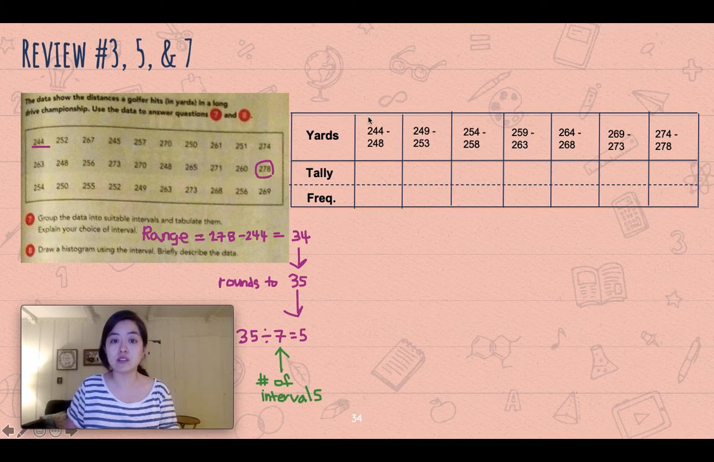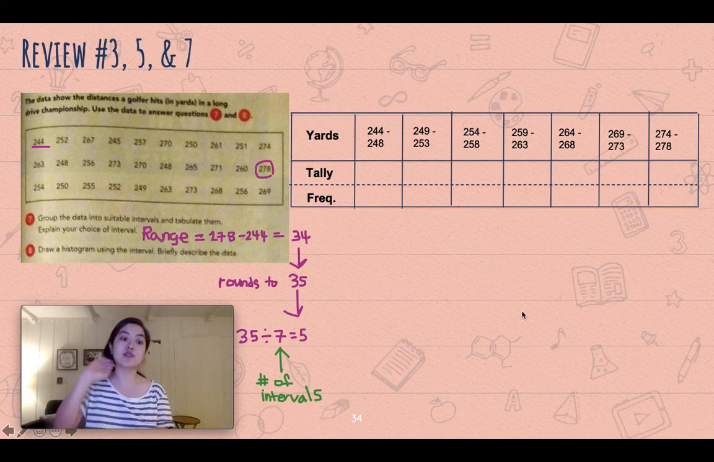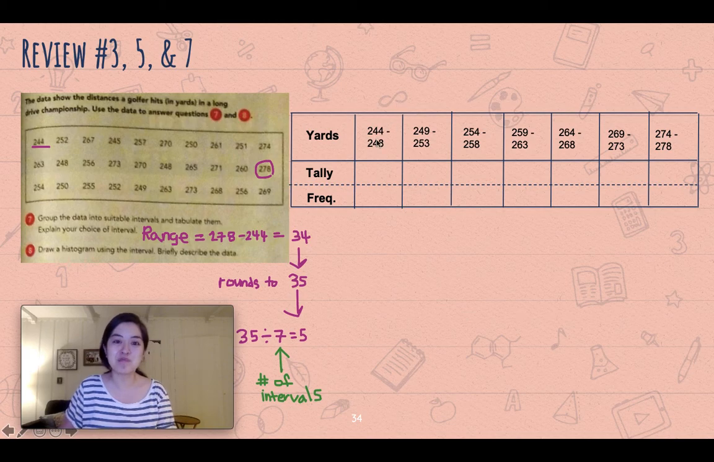Now look, there's 7 intervals: 1, 2, 3, 4, 5, 6, 7. And each interval has 5 pieces of data. I have my lowest starting from 244, and I also have my highest here, which is 278. So good, I labeled my intervals correctly. Okay, so now let's tally it up. And once I tally it up, I see that there's 4 pieces of data, and I marked it in yellow.